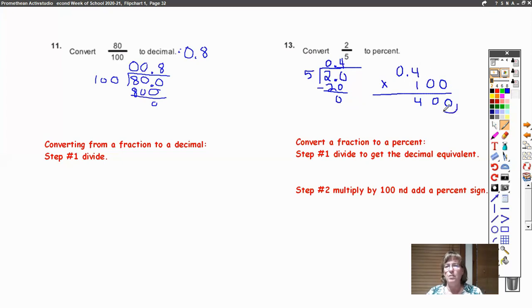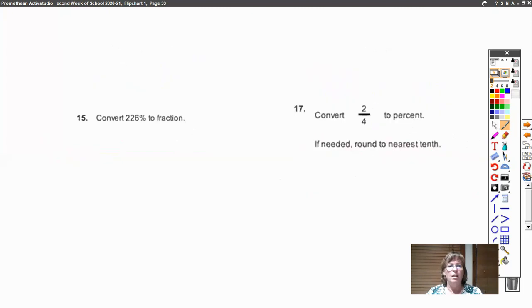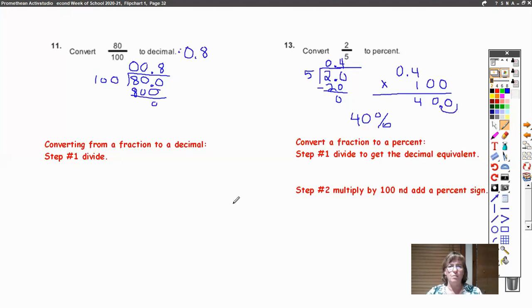So I'm going to move my decimal 1 place. So it becomes 40, and then I add a percent sign, and it's 40%, okay? And so that's how you actually do those conversions. And okay, so we do have some more. I just want to make sure that you have that pretty straight. We're going to go to the next ones.